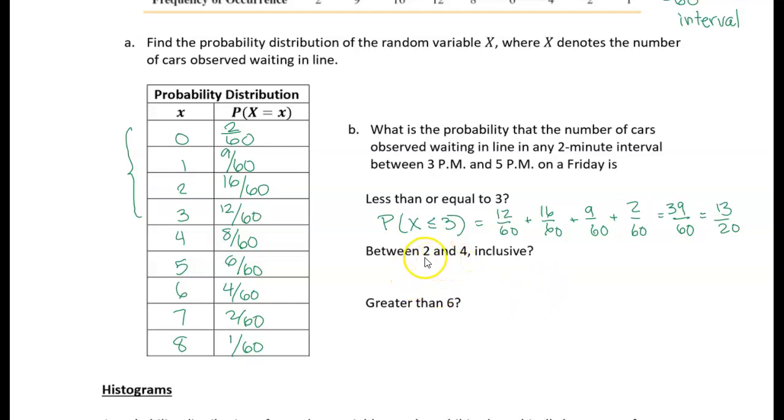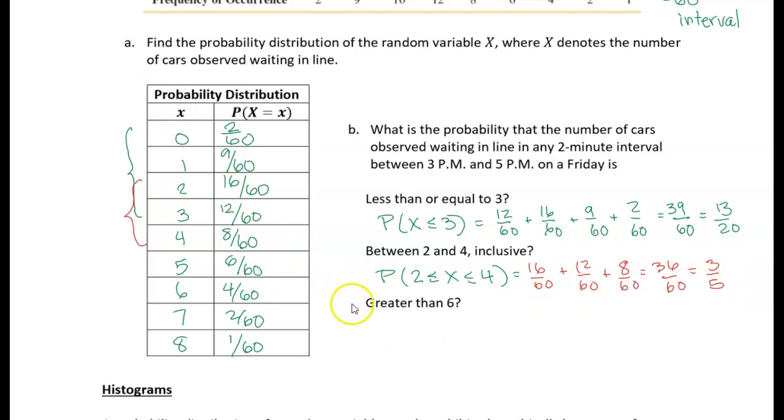All right, so what's the probability that we have between 2 and 4 cars waiting in line? So I can write this as the random variable is between 2 and 4, inclusive, so I'm going to include less than or equal to. I'm just going to take those values between 2 and 4, so we're going to add up those probabilities. So I've got 16 out of 60 plus 12 out of 60 plus 8 out of 60. Add those up and I get 36 out of 60, and I can reduce that to 3/5. So 60% chance, right? 3/5.